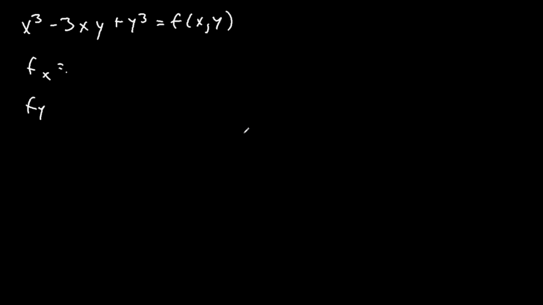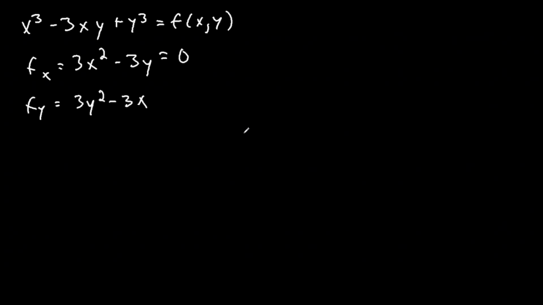Now, not all problems are as simple as that, and you'll see soon. But for this next problem, x to the power of 3 minus 3xy plus y to the power of 3 is equal to our function f of x, y. So as I said before, let's go find our partials. So our x and y partial derivatives are 3 times x to the power of 2 minus 3y, and 3y to the power of 2 minus 3x.